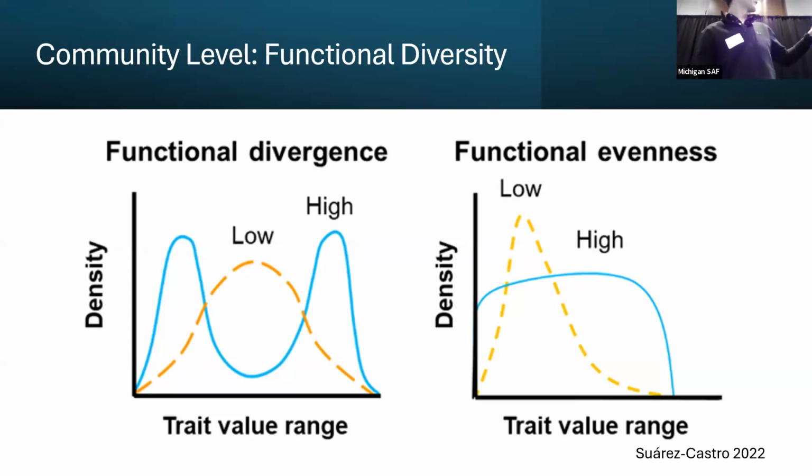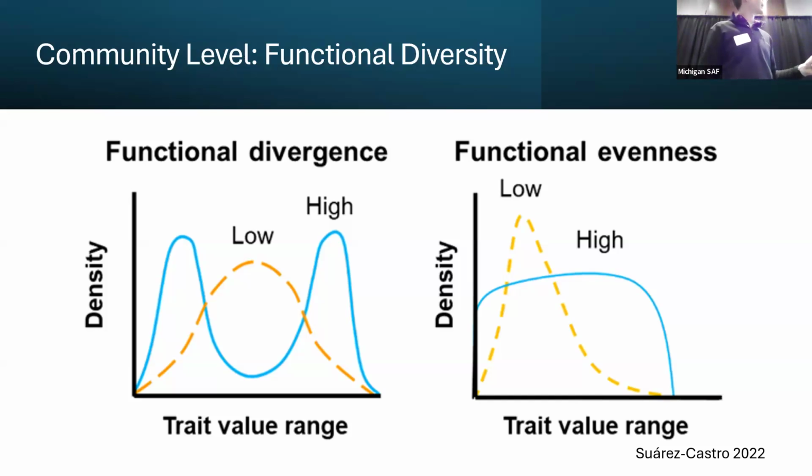The x-axis here is the trait value range. The left might be more acquisitive traits, the right might be more conservative traits, and the density is the distribution of those traits by biomass within a community. The blue line would be high functional divergence, where things are very different from each other within the stand, versus low, where it might be one species or a collection of species that are very similar to one another.